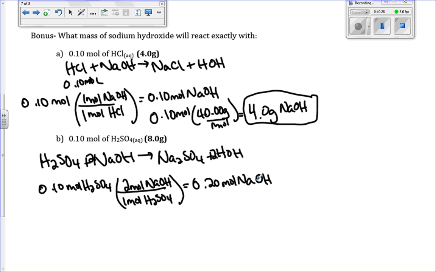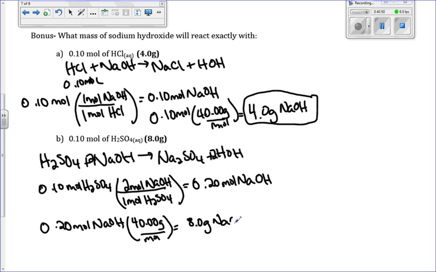And we end up with 0.2 moles of sodium hydroxide. So from there we can figure out the mass by multiplying by the molar mass. And we see that we need 8 grams of sodium hydroxide.